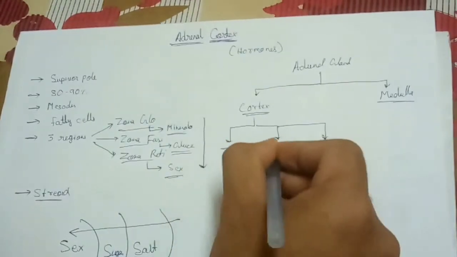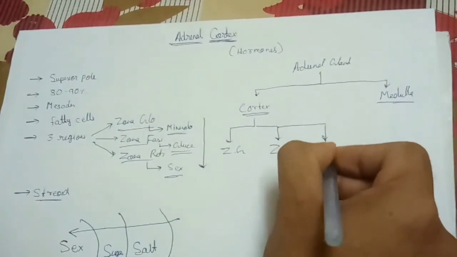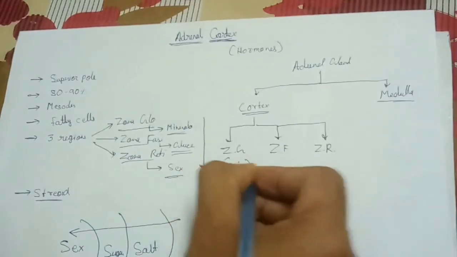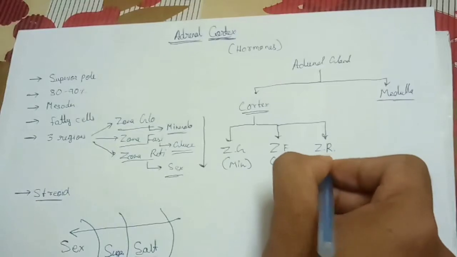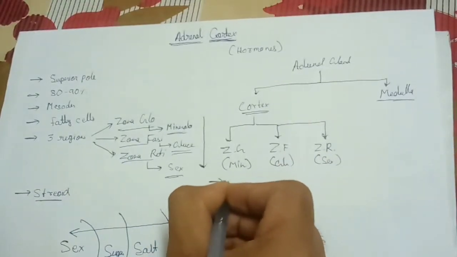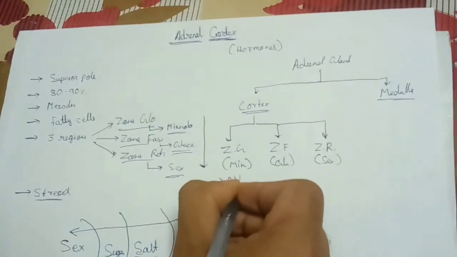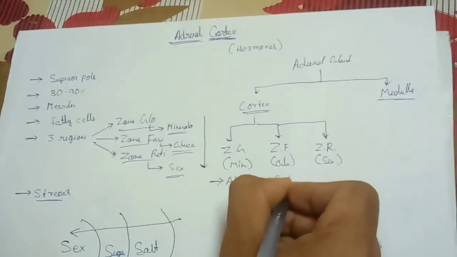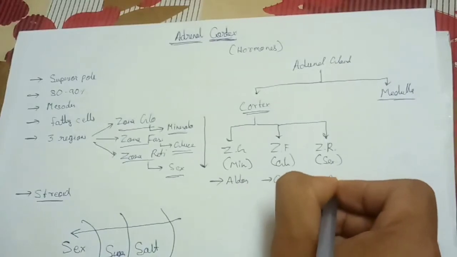zona glomerulosa, zona fasciculata, and zona reticularis. Zona glomerulosa secretes mineralocorticoids, zona fasciculata secretes glucocorticoids, and zona reticularis secretes sex corticoids. The main hormone under zona glomerulosa is aldosterone, in zona fasciculata it is cortisol, and in zona reticularis it is androgens and estrogens.